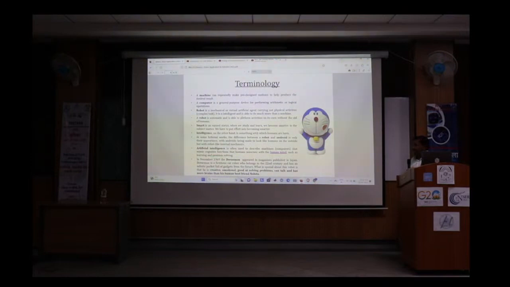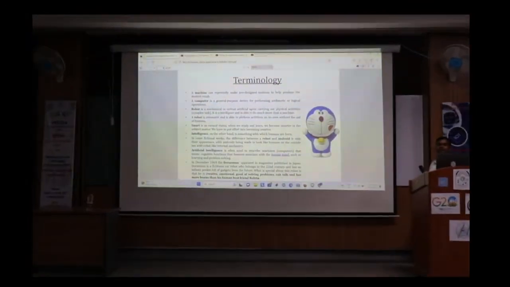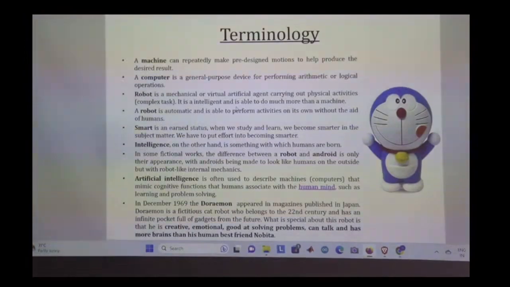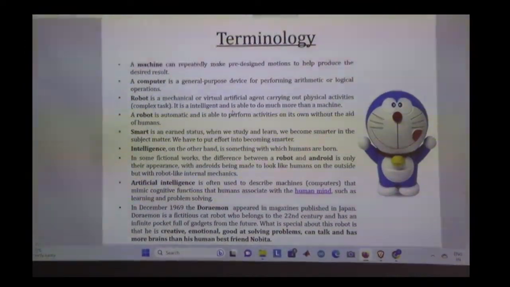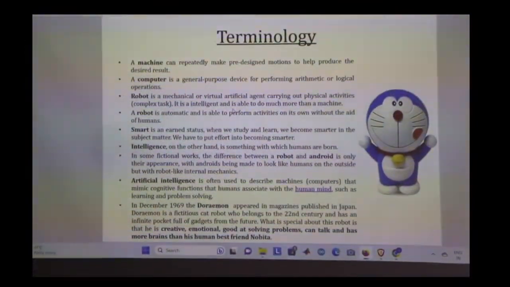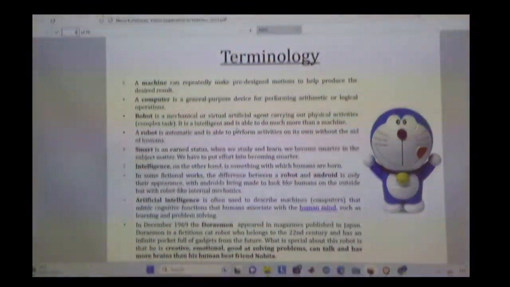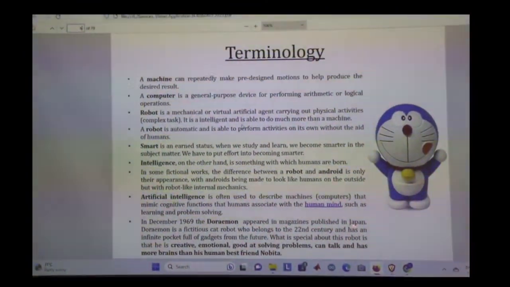And finally, we'll talk about this picture now. So, what the picture says, it's about Doraemon. And in 1969, it became a very popular figure among the masses. Earlier, people were not aware of robots. Only scientists and engineers knew what a robot is. But then, with the advent of Doraemon, people also came to know what a robot is. You can see, it appeared in magazines published in Japan.